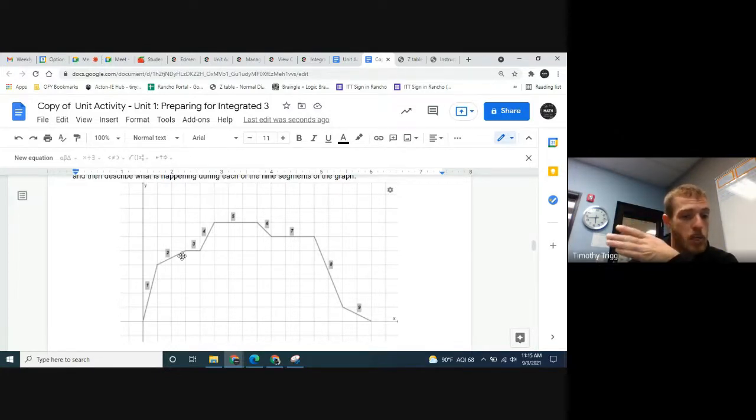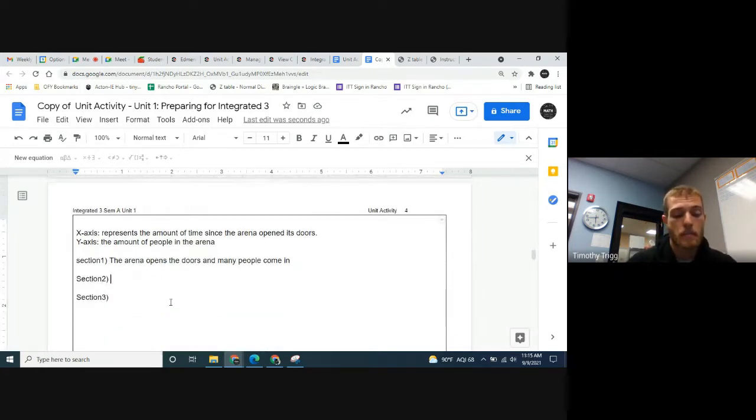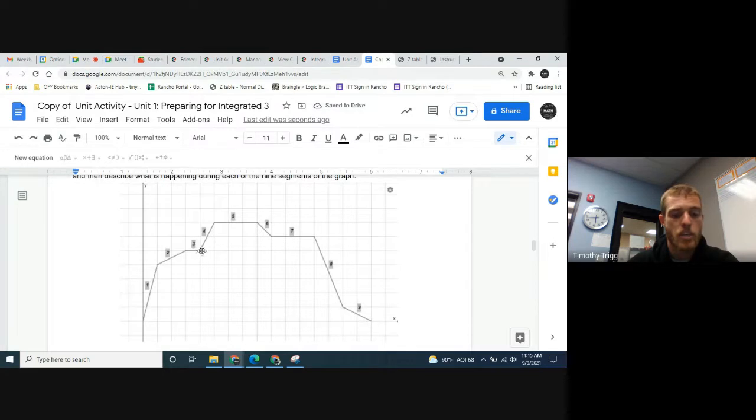Okay, well, what about that? Now here the slope changes, right, at 2. So what is that showing? That shows more people are still coming in, but at a slower rate. Okay, during section 2, people are still entering the arena, but at a slower rate. Okay. What about section 3?